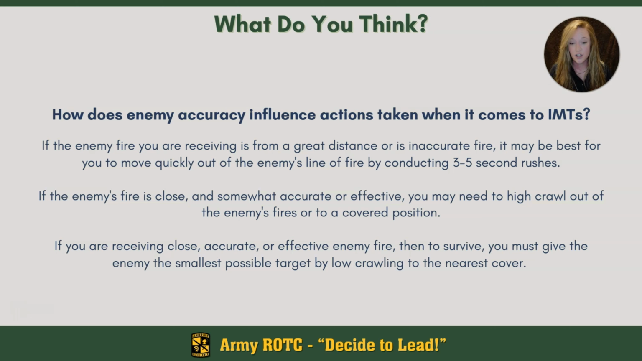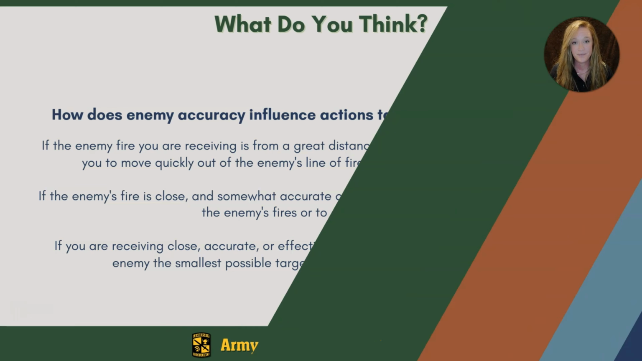Now, if you're receiving close, accurate, effective fire, to survive, you have to give the enemy the smallest target possible. And that includes low crawling to the nearest cover. Now that brings me back to the cover and concealment. All of these movements, you are trying to get to better cover. So when you're doing those 3 to 5 second rushes, if the terrain allows, when you're landing, you should be landing near cover. You don't want to still just be out there open in a flat area. So always, always be looking for the next covered position that you can utilize if necessary.